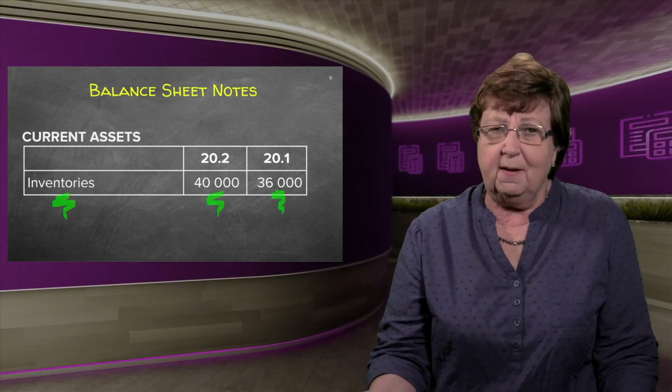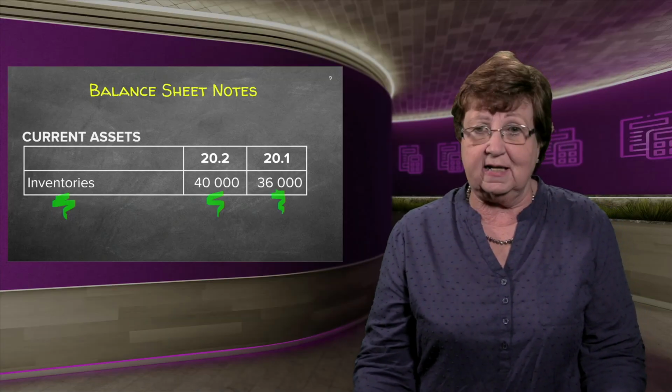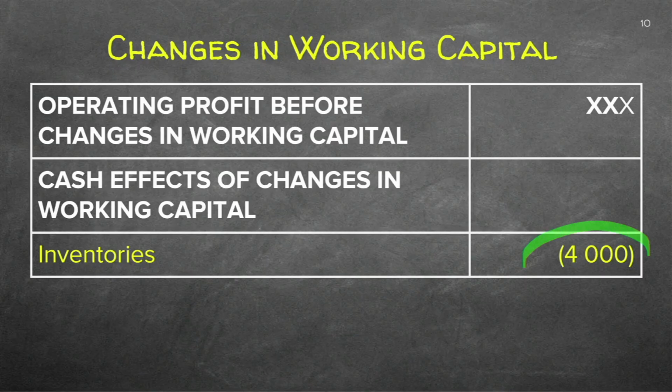And if the inventories went up by 4,000 rand, the money must have flowed out. And so because money is flowing out, we are going to show that amount in brackets. Can you see here? I'm continuing with the reconciliation statement of the previous lesson, and we are now giving a new heading, Cash Effects of Changes in Working Capital. This amount we can only fill in once we've looked at inventories, trade and other receivables, and trade and other payables, and then we'll come back to this amount over here.